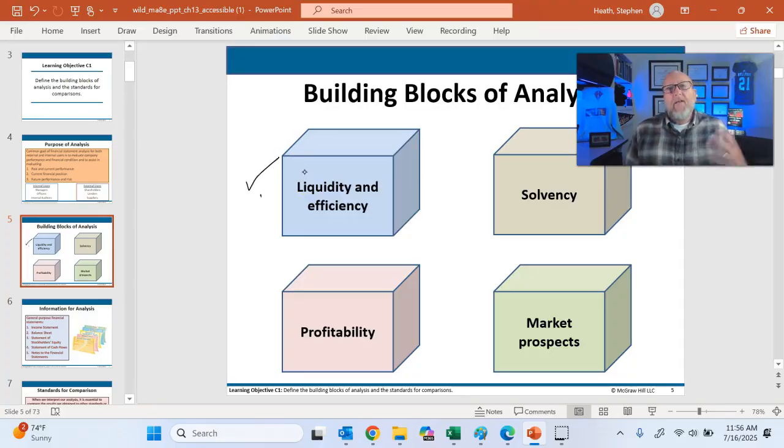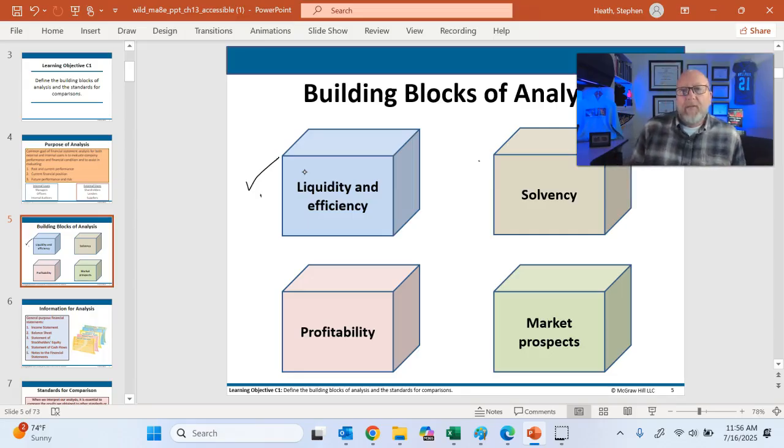Liquidity and efficiency. So that is the short term. How effective are we at meeting our short term obligations? Are we making the accounts payable when they become due? Right? There are things that we can look at that address liquidity and efficiency.